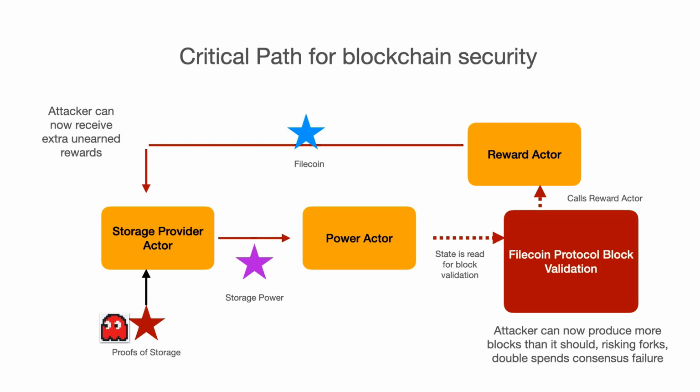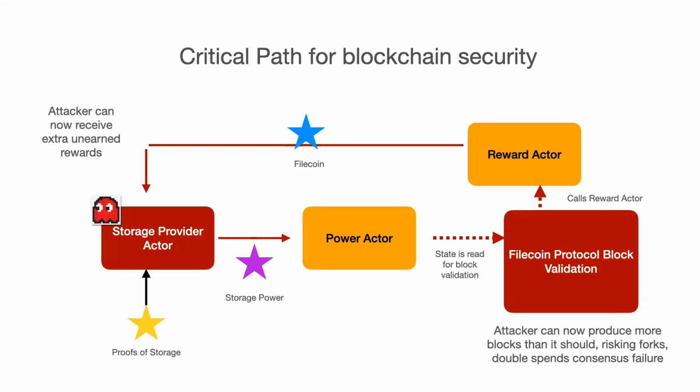And then there's also a problem with the protocol, because this is all connected together in this virtuous cycle. It's become an unvirtuous cycle, and now the attacker can produce more blocks than it should, and then we have fork problems, double spend problems, classic consensus failure problems.